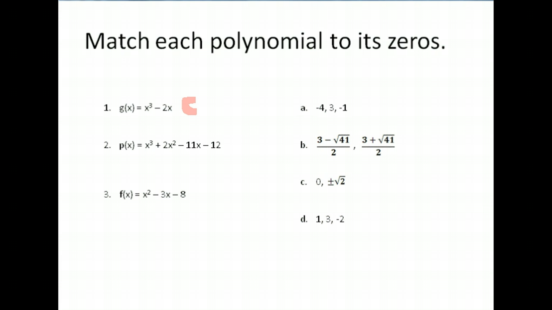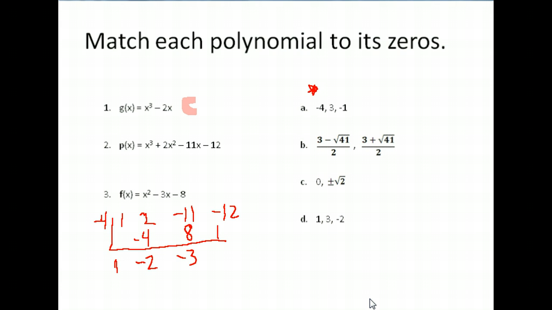The first one was C. Let's try this next one. Let's try negative 4. Let's try these options up here. So I use my synthetic division to check negative 4. My coefficients are 1, 2, negative 11, and negative 12. Bring the first number straight down and start. We multiply and we add. We multiply and we add. We multiply, and look at that, the remainder is 0, so we know negative 4 is one of the zeros, which means that's probably our answer.